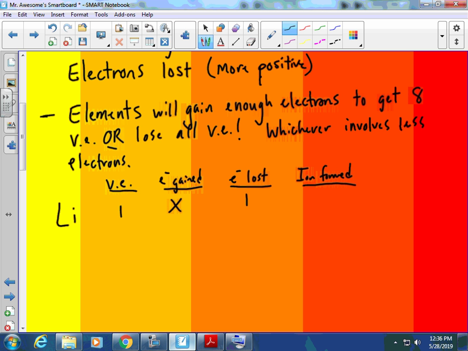Go up to 8 or lose all 5. Make sense? So in this case, gain 7 or lose 1. What's easier? Just lose 1. All right, now the ion form.